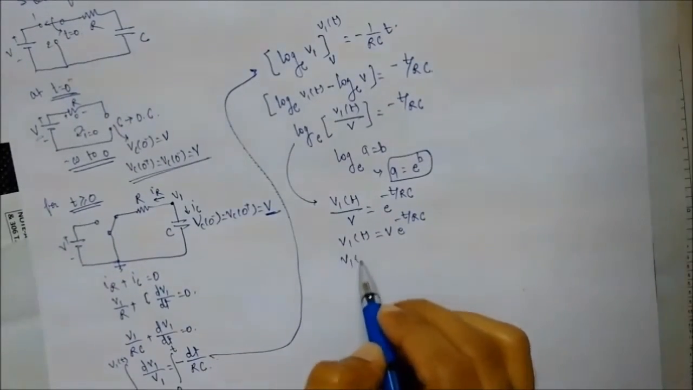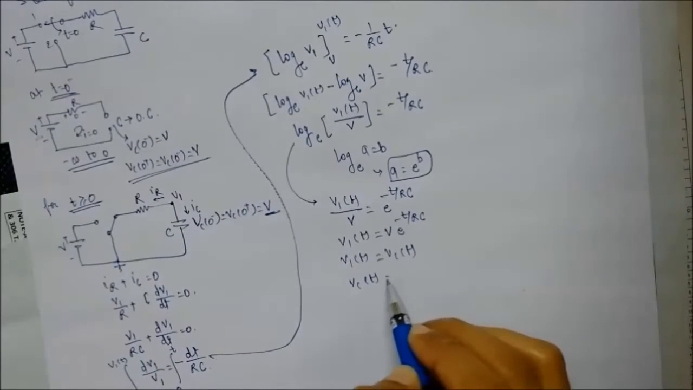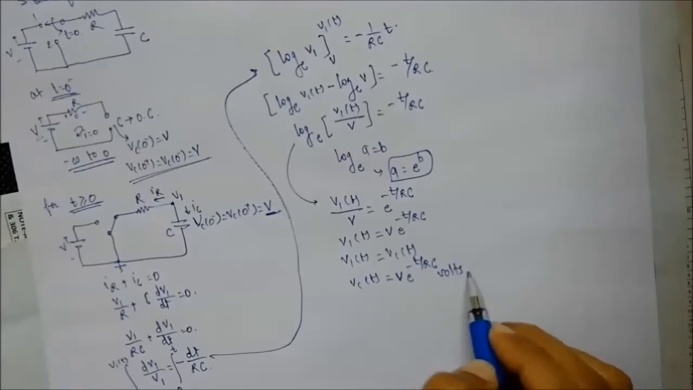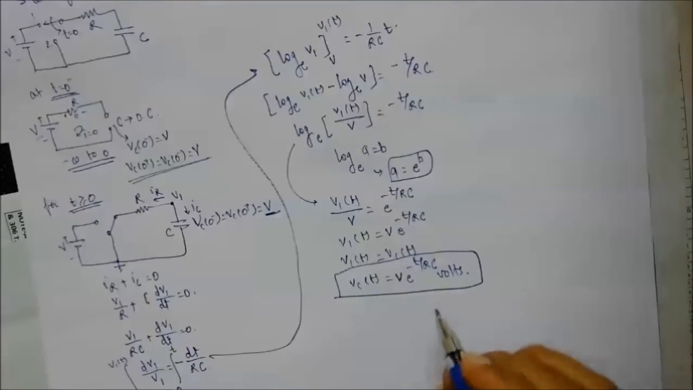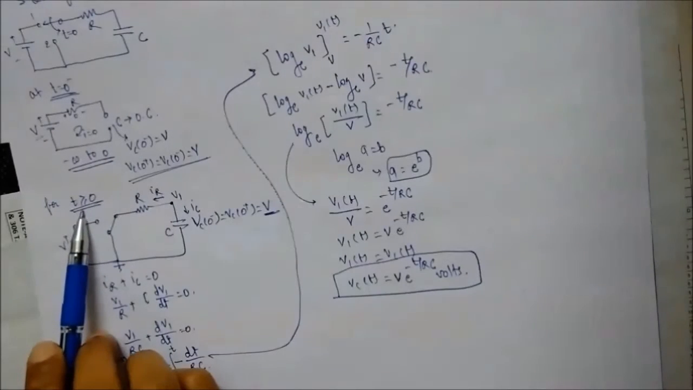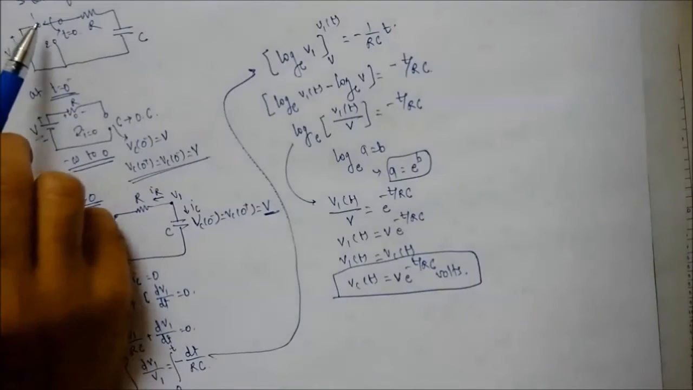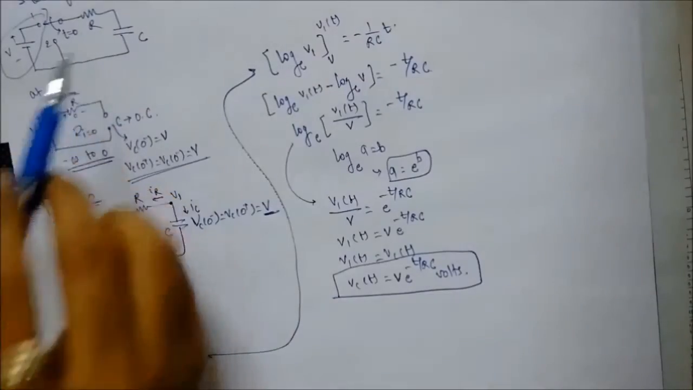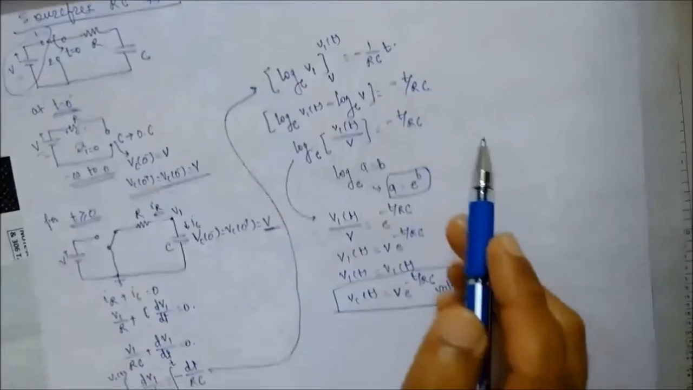What is V1(t)? V1(t) is nothing but equal to Vc(t). So Vc(t) is equal to V e to the power minus t upon RC volts. That is the response of capacitor voltage when it is source free. Now at t greater than or equal to 0, that means after moving switch from 1 to 2, there is no source in the circuit. That's why we are saying that it is a source free RC circuit.